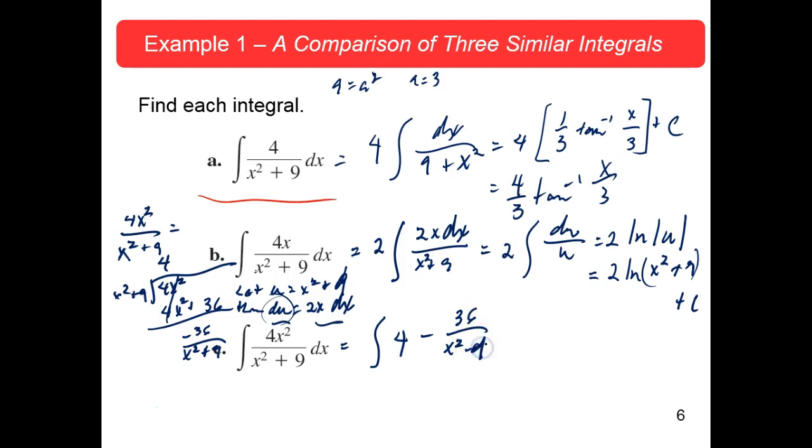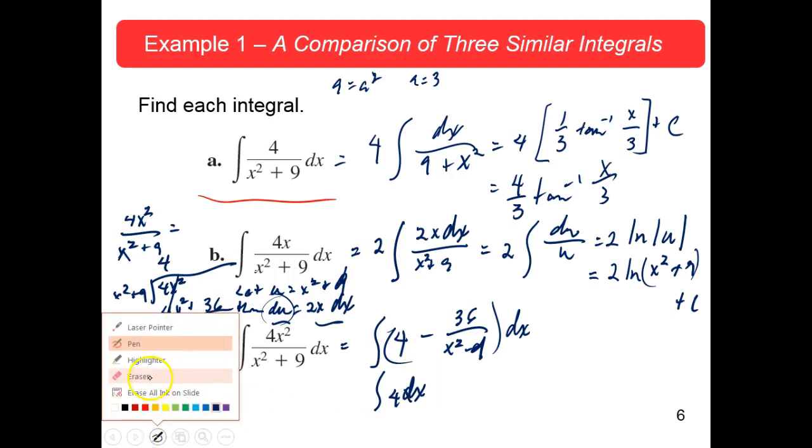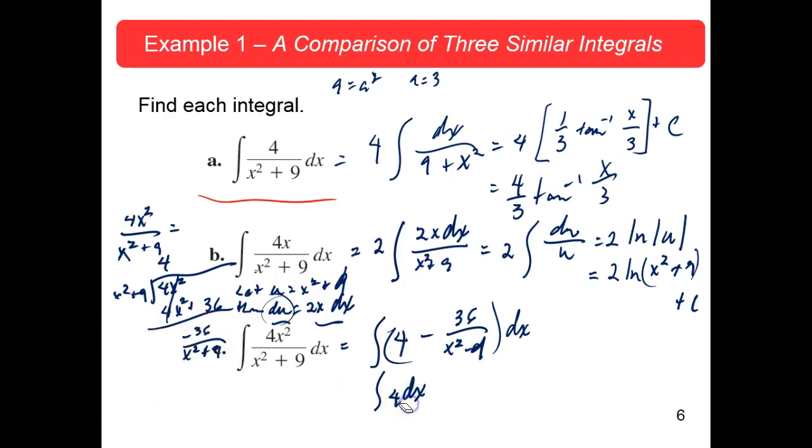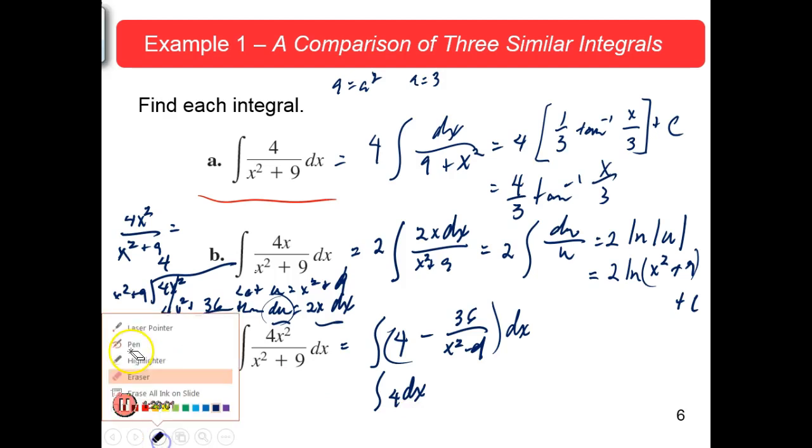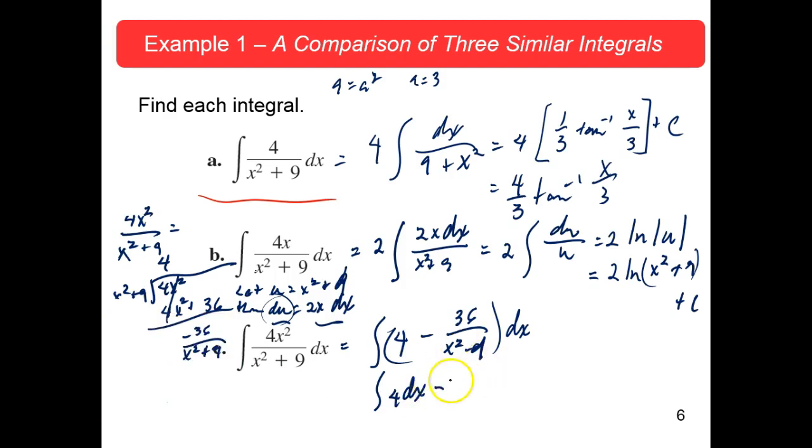My 9 looks pretty lousy, and all that times dx. Well, that's the integral of 4 dx, if I could write. When it doesn't come up, I can't see where I have written and where I haven't. Minus the integral of 36 over x squared plus 9 dx.